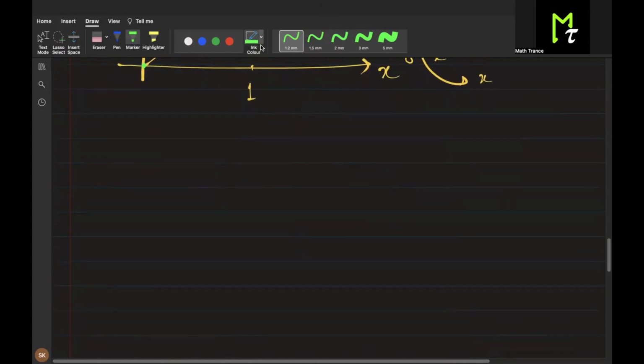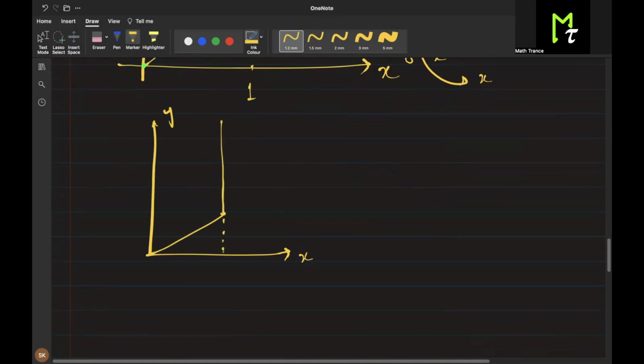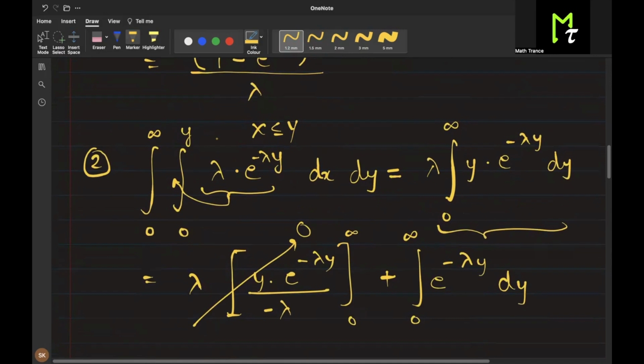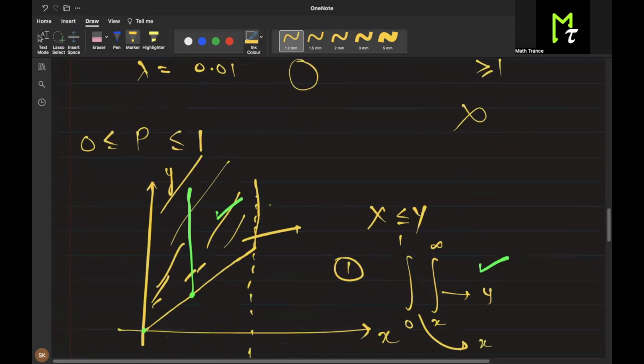Now let's compare it with the other integral. That is why I will always ask you to draw the diagrams. Sketch a rough graph and it will give you a good idea. It will consume a little bit of time, but at least you will get to the right answer. Now let's observe the other integral. The second integral, for x it went from 0 to y, and y went from 0 to infinity.